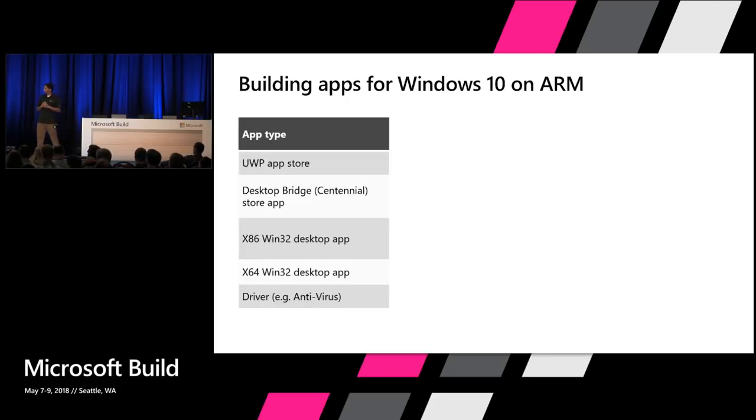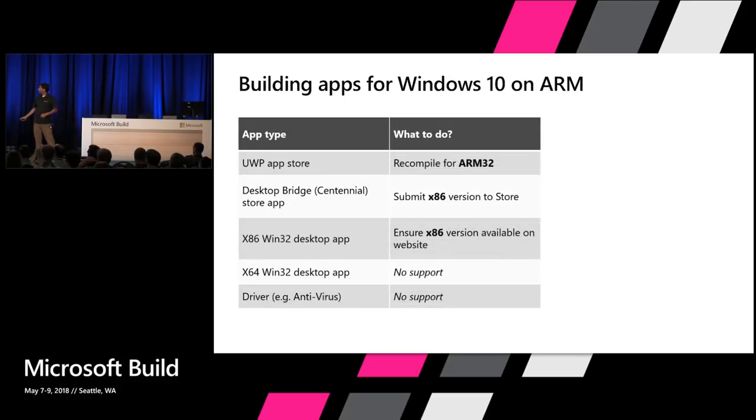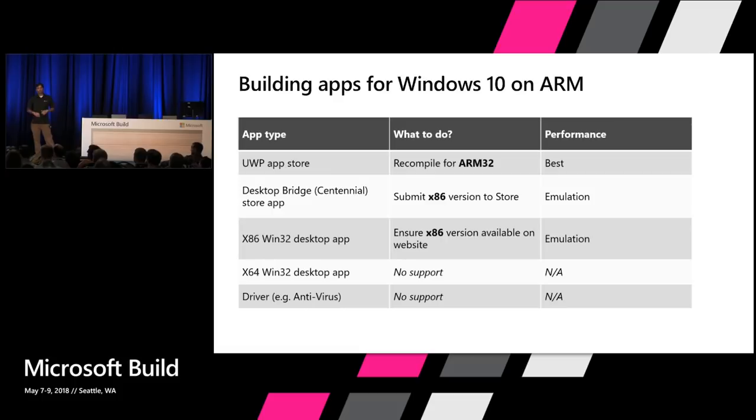And so when we first released Windows 10 on ARM in December with RS3, this was the situation, right? If you're a UWP app, you recompile to ARM, and you run natively. This is the golden path. It's simple, runs great, awesome. But if you're a Centennial app or an x86 desktop app, you run under emulation. And if you're a 64-bit app or a driver, we can't emulate them, and there is no support for those apps. So we got a lot of feedback around this, right? And it was a very planned decision. We knew that this is how we are going to do it.